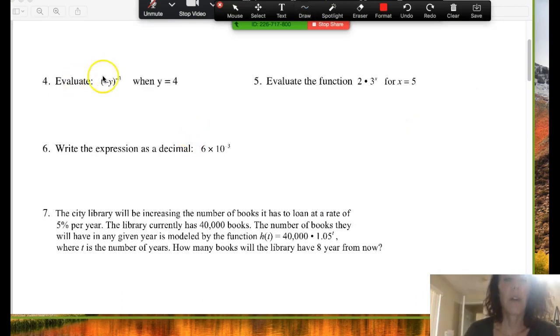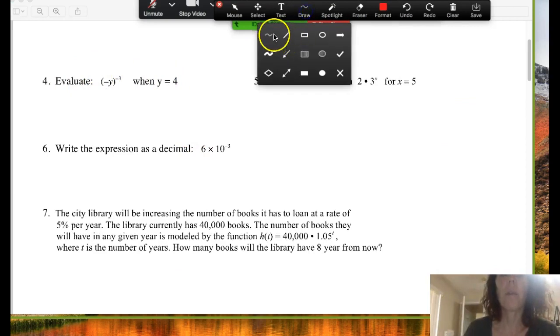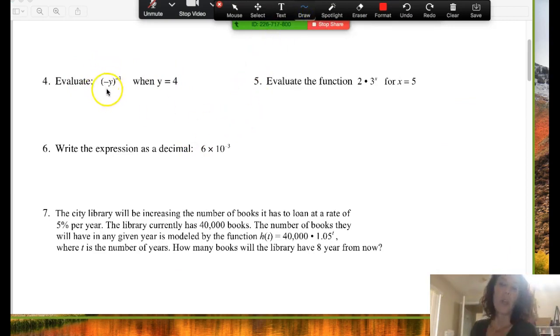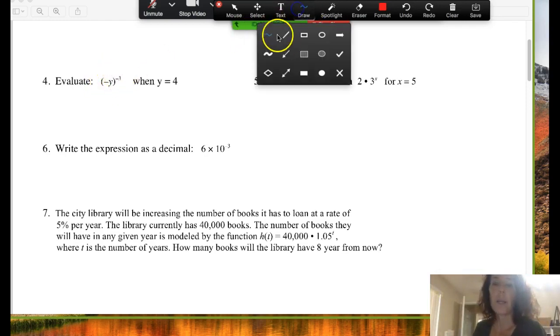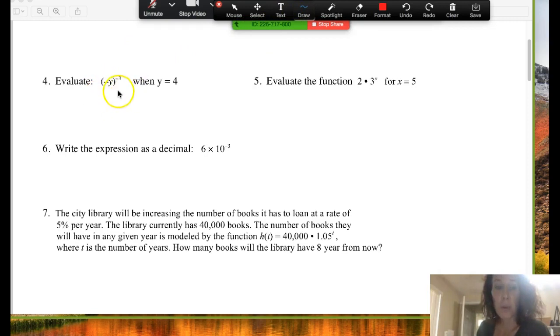Okay, we're going to evaluate this one, y equals 4. Careful about negatives. Once again, you've got a negative y inside the parentheses. We're taking that to the negative 3 power. Anytime you have something to the negative exponent, I'm going to take it to the positive exponent by taking its reciprocal. This is 1 over negative y to the 3rd power. Now I'm going to plug in the 4 for y. This is 1 over negative 4 to the 3rd power. Okay, and that is in the parentheses.